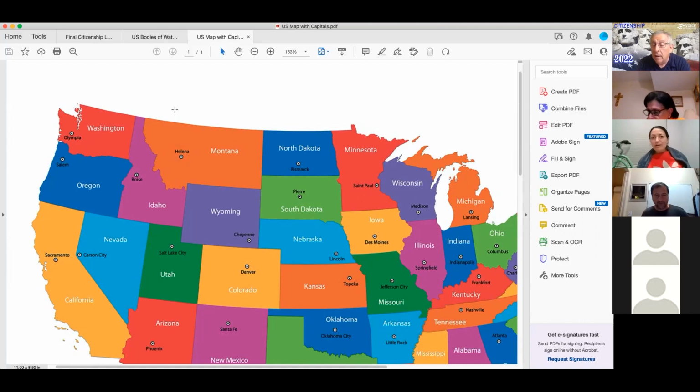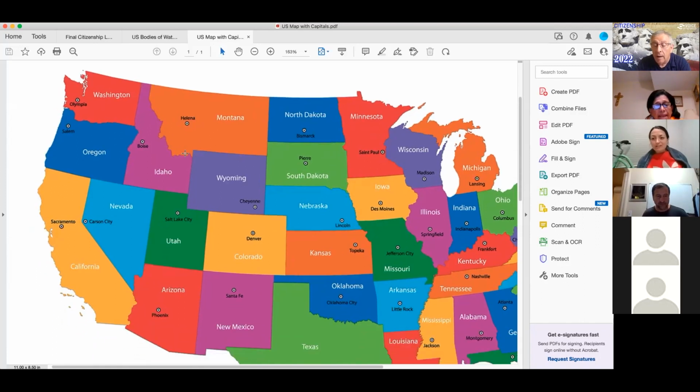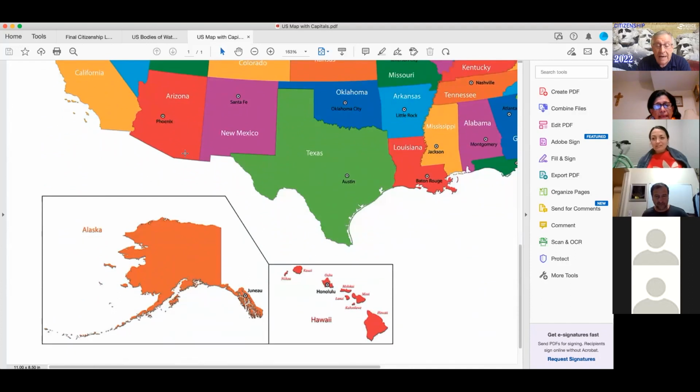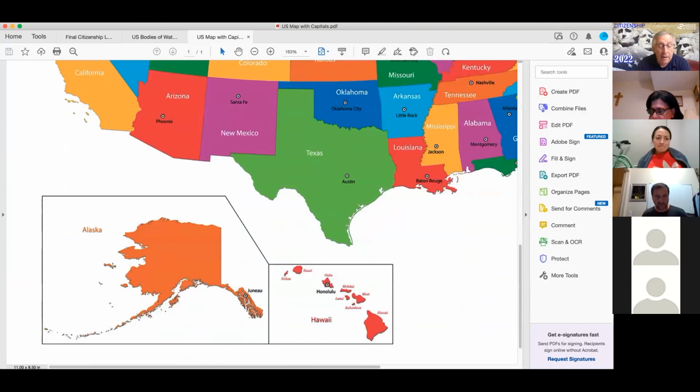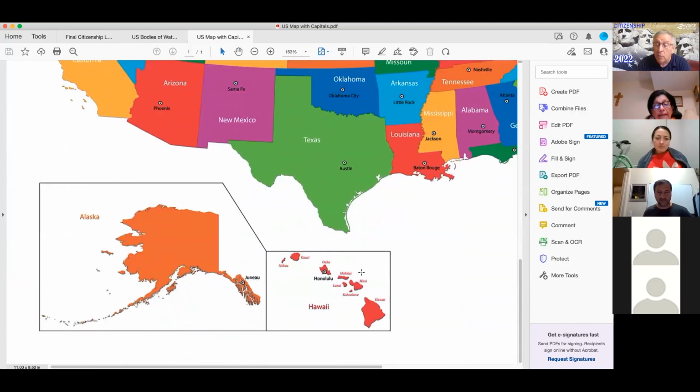Alaska and Hawaii are located in the water, yes. Well, Alaska is connected to Canada. This right over here, I don't know if you can see it, but this part over here is Canada. Okay. And this is Alaska. And then Hawaii is out in the water. You are correct. Yes. So the state of Alaska.